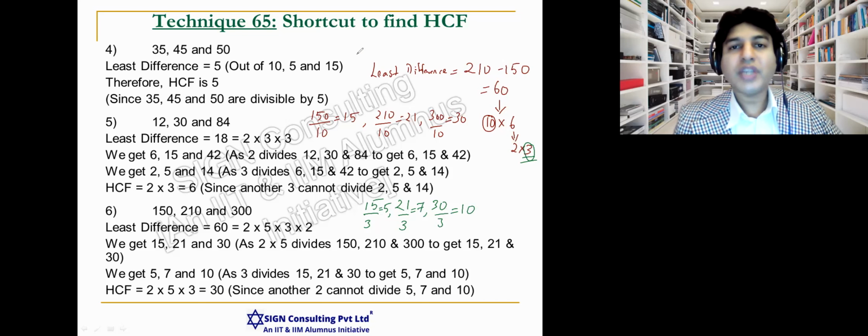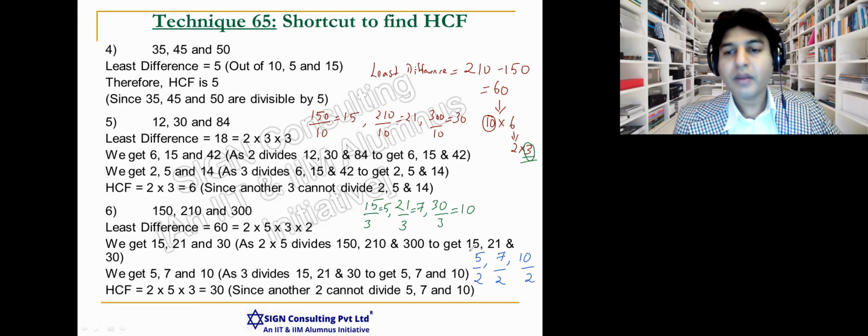Now I need to check whether these numbers are divisible by 2, so I'll use a blue color marker. I get 5, 7, and 10. I know that 10 is divisible by 2, but 5 and 7 are not. And hence I cannot consider 2 in my final answer. So I'll use a black color marker for my final answer. In my final answer, I'll have 10 and I'll also have 3. So my HCF is 30.